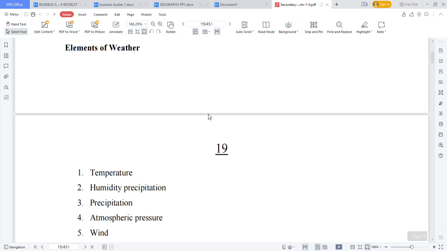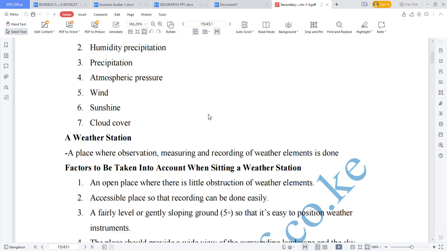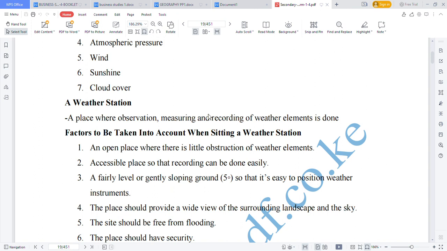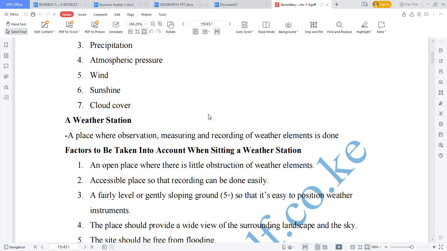So what are the elements of weather? In the exam, you'll be told to explain or state 4 elements of weather. The first one is temperature, then humidity, precipitation, atmospheric pressure, wind, sunshine, and cloud cover. There are 7 of them. We are going to explain them further in detail as we proceed with the class.